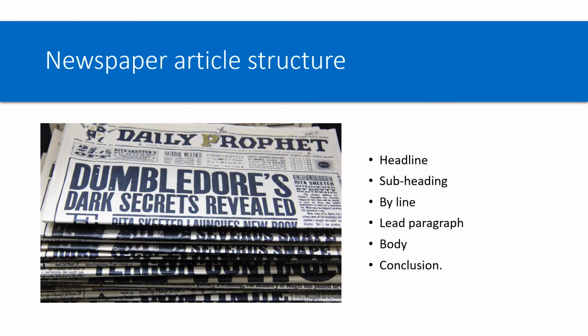Now, how do I structure my newspaper article? Well, it's quite simple. On the screen, you will notice that we have the headline, the subheading, the byline, the lead paragraph, the entire body, and then the conclusion. You will write your newspaper article in exactly that format. You can leave out the subheading, as it is not always important unless you really have to explain something.